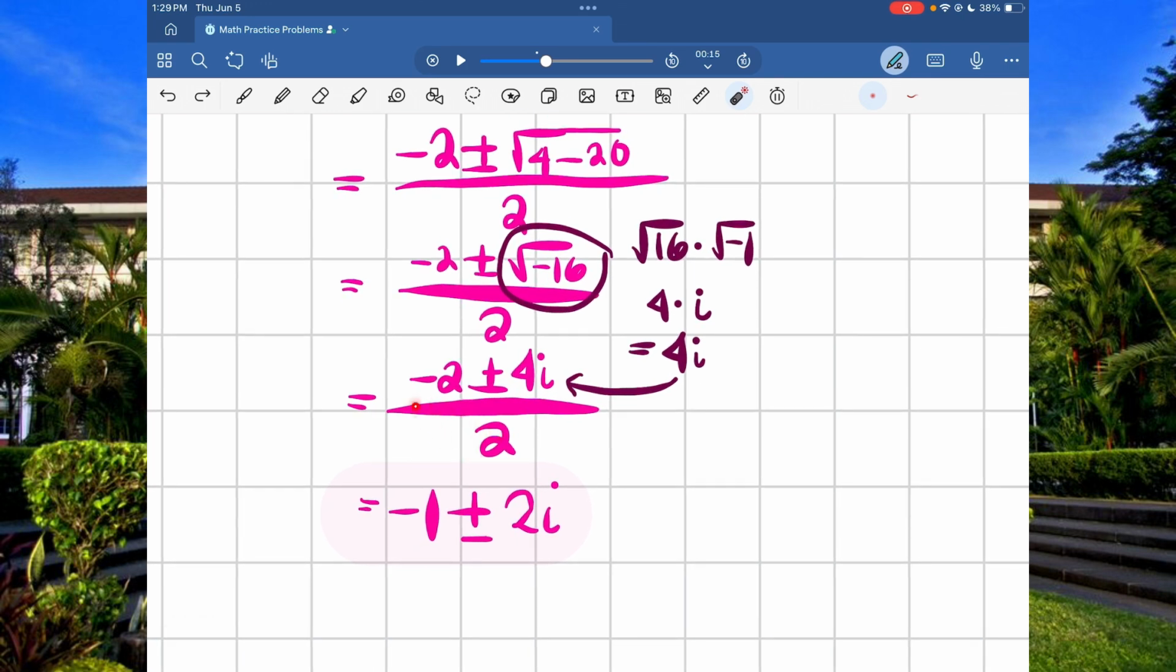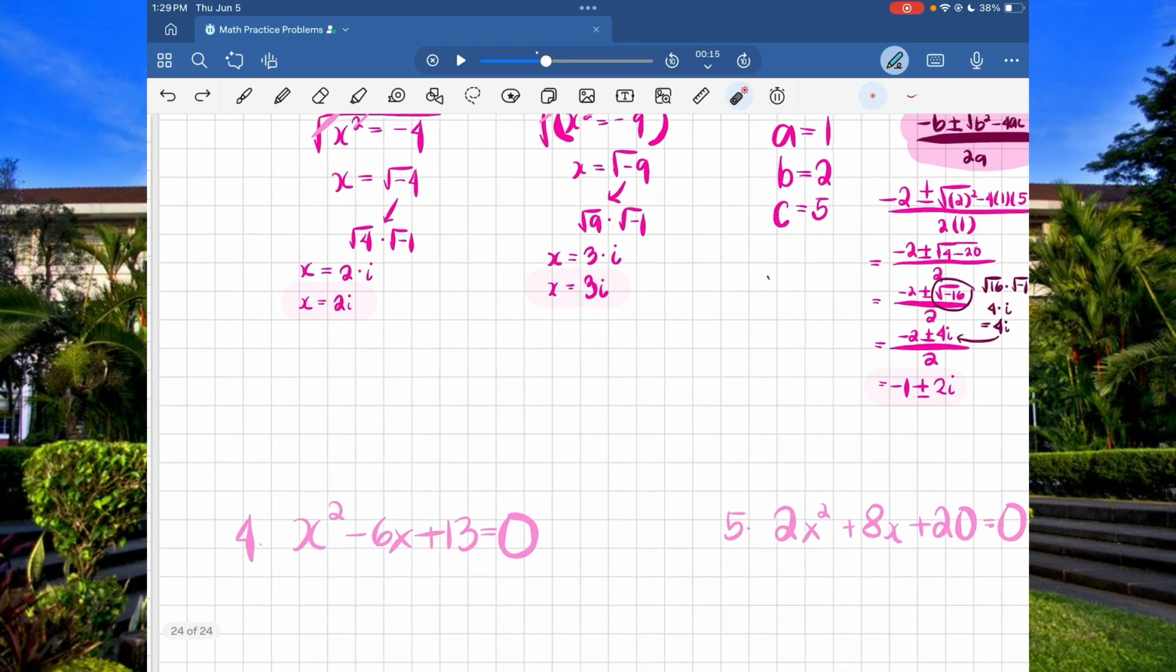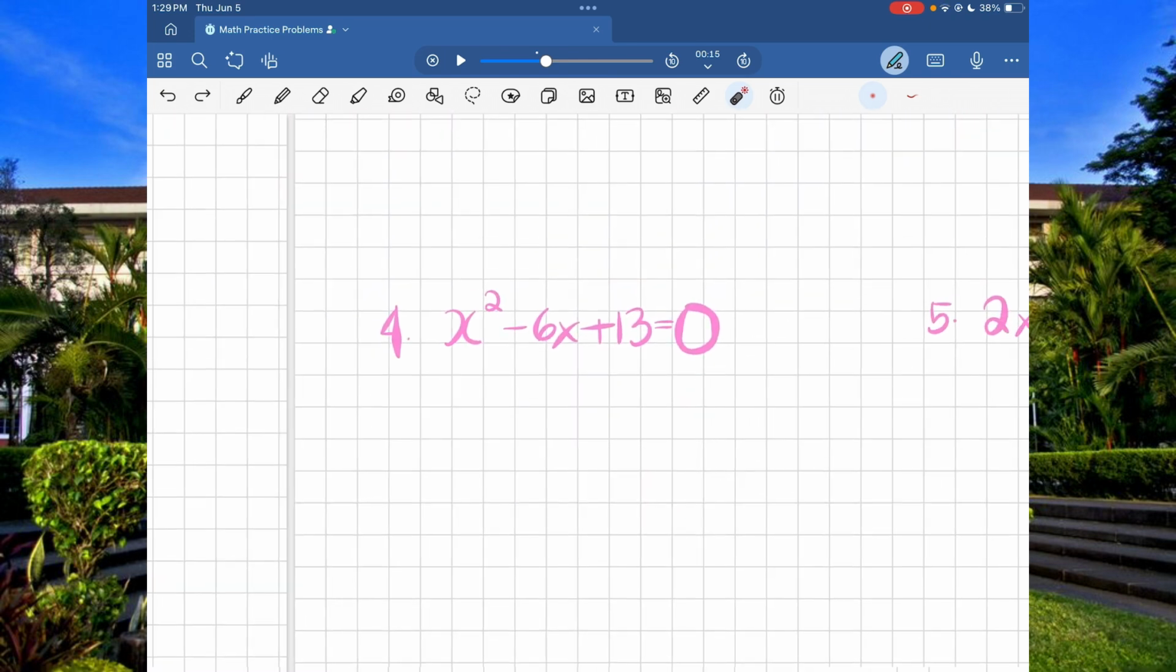And for our denominator, we are going to simplify. Negative 2 divided by 2 is negative 1. 4 divided by 2 is 2. Copy the sign. So this will be our answer.